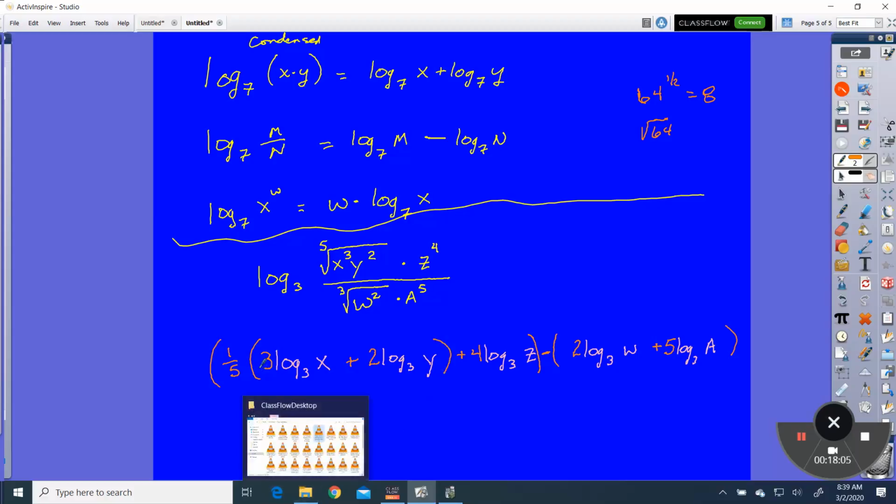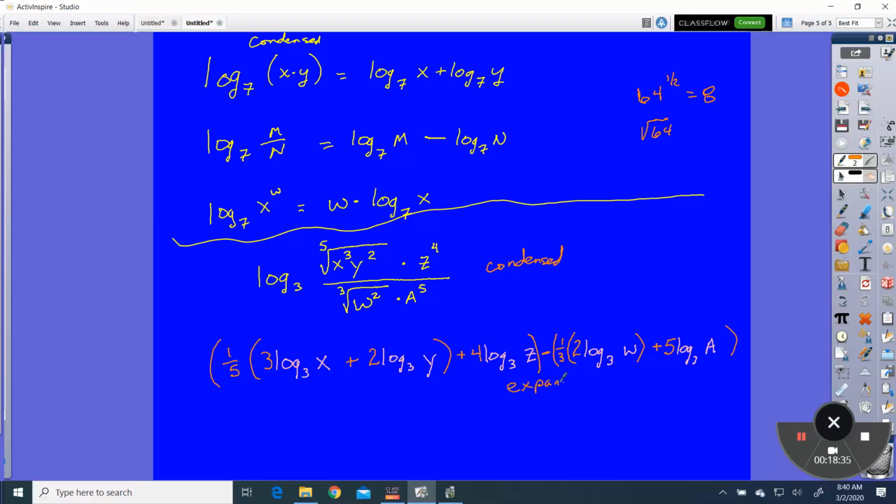So why is that 5th only on those 2? Because x and y are the only 2 under that root. Where's my other root? So this w is going to have a 1/3. Now I have everything written out that could be on there. So this is the condensed version. This is the expanded version.